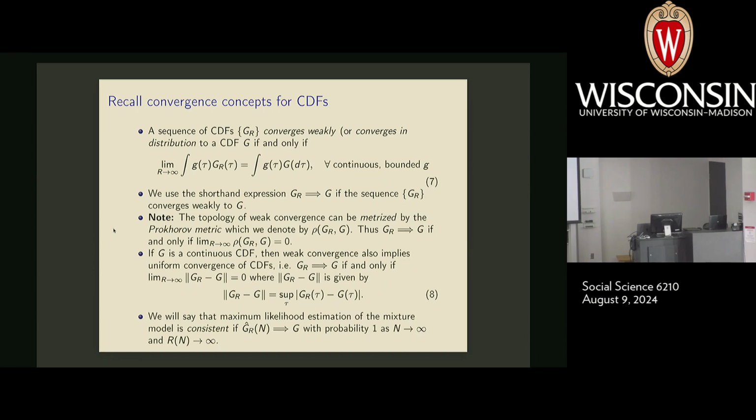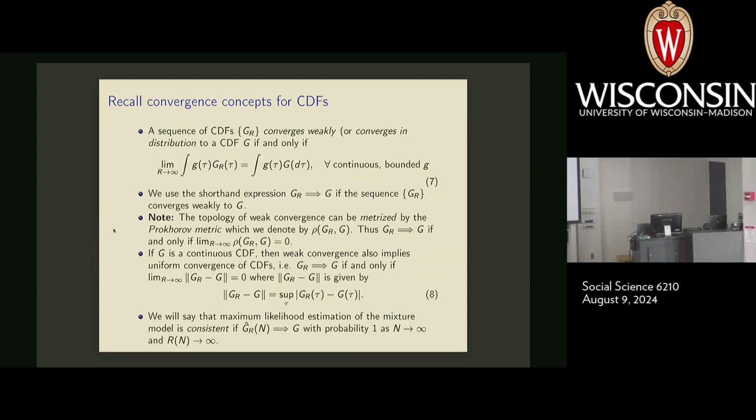bounded continuous function little g, the expected value of g under G_R converges to the expected value of little g under the distribution G. Okay, so that's called weak convergence, and we use this arrow here to denote weak convergence.